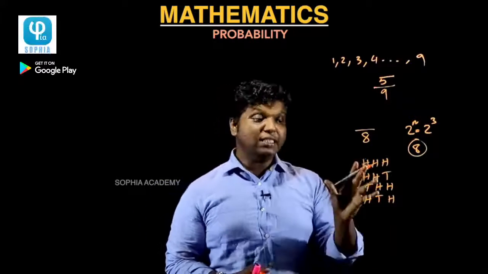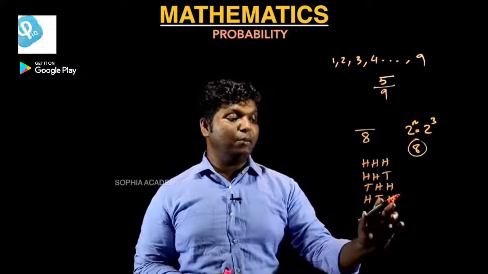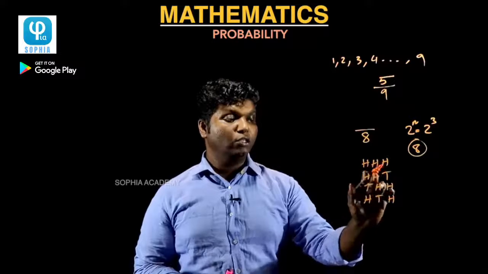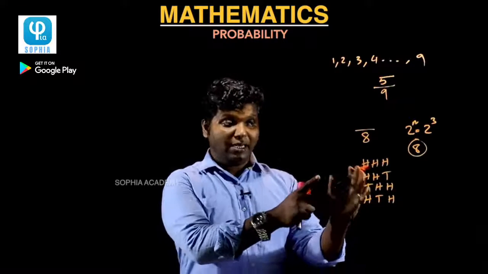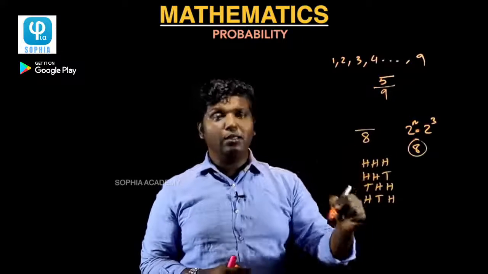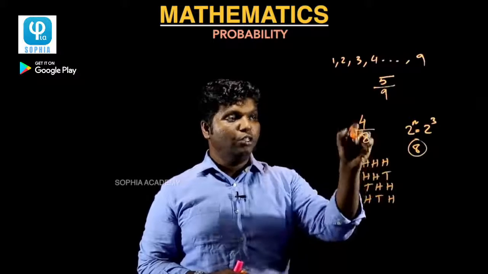So these are the probabilities for a maximum of 2 heads. You can see here maximum 2 heads are there. Here also 2, here also 2. Here the maximum 3 are there. So at least 2 heads, altogether how many are there? There are totally 4. You have to count them, okay? So 4 by 8.